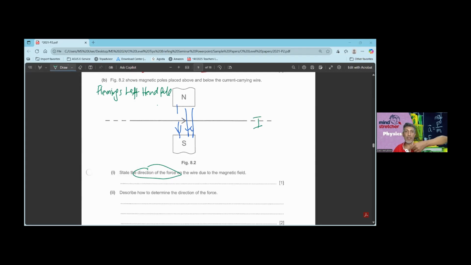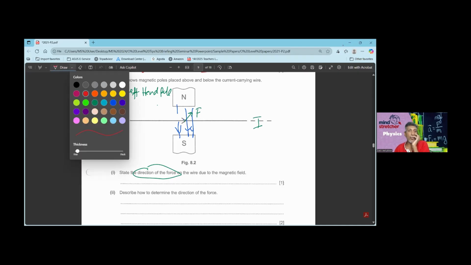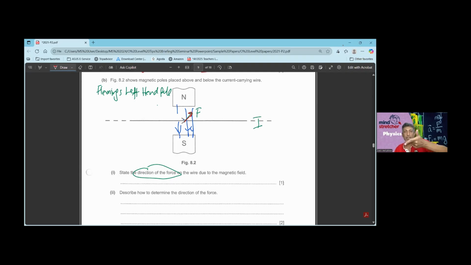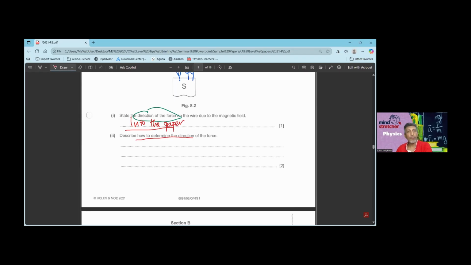Yes, very good, Gabriel. The force is into the paper. Guys, if you do it correctly, you'll find that the force is like that. You follow B downwards, current this way, and the thumb will point inwards. It's into the paper. Very good. So how did I determine the direction of force? Using Fleming's left hand rule.